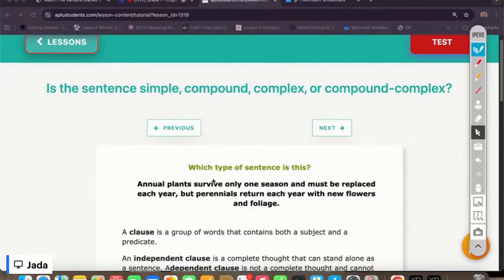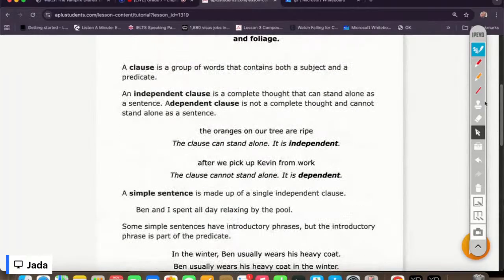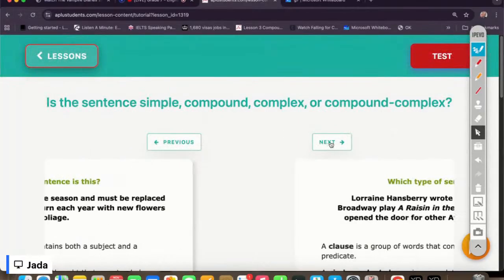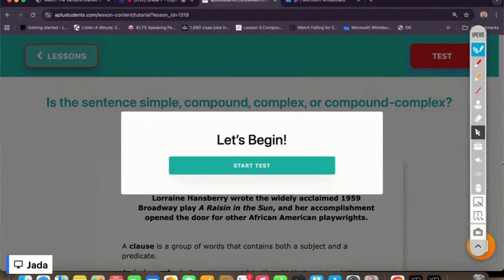Which type of sentence is this? Annual plants survive only one season and must be replaced each year, but perennials return each year with new flowers and foliage. So, of course, this is a compound sentence. It has a coordinating conjunction and also a comma. Okay, so let's go to the test and you can share your answers with me.